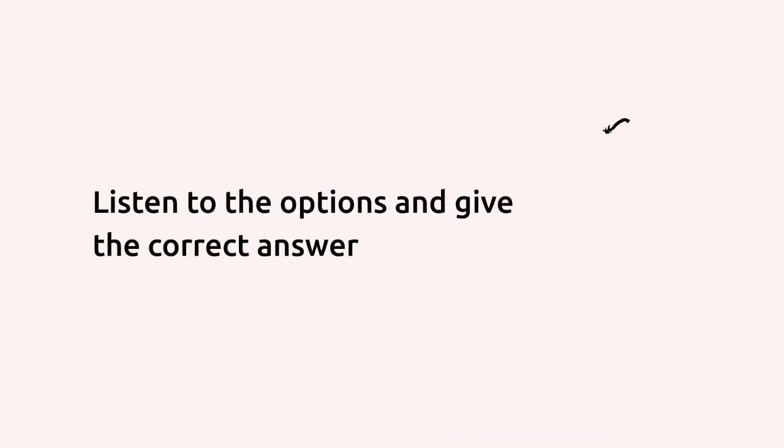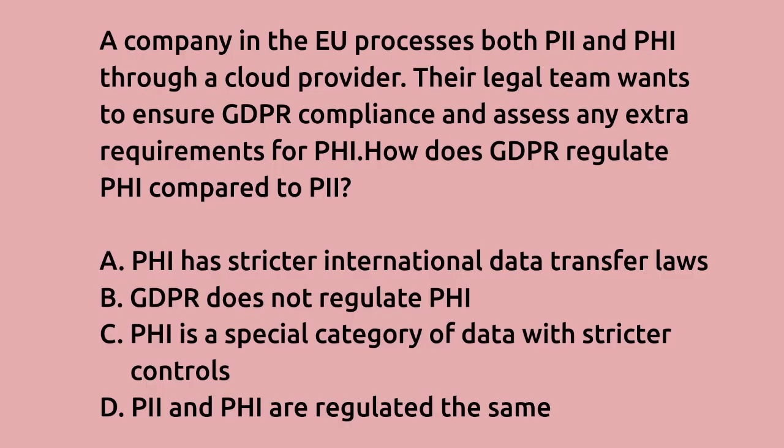Listen to the options and give the correct answer. A. PHI has stricter international data transfer laws. B. GDPR does not regulate PHI. C. PHI is a special category of data with stricter controls. D. PII and PHI are regulated the same.